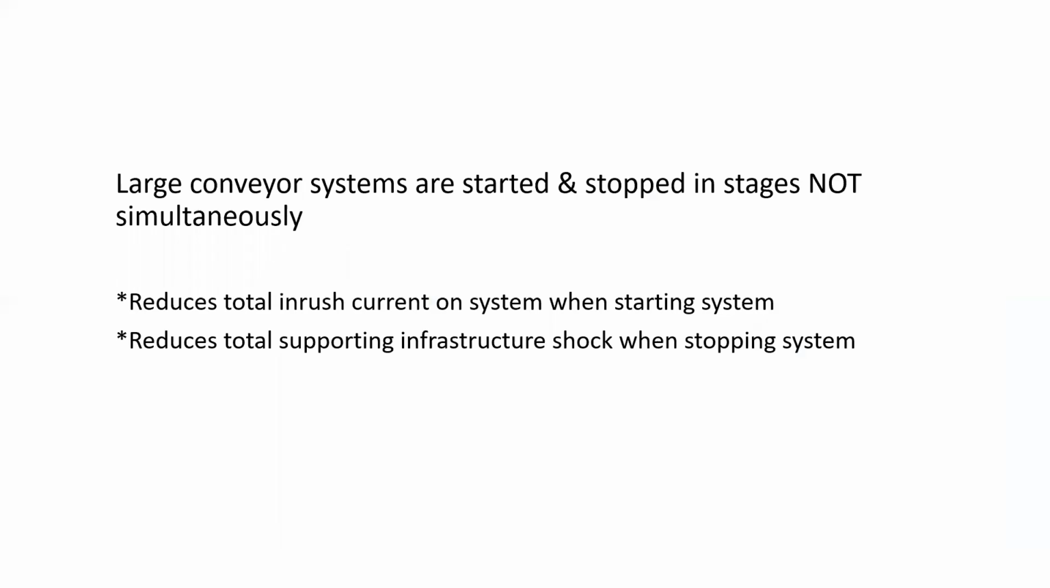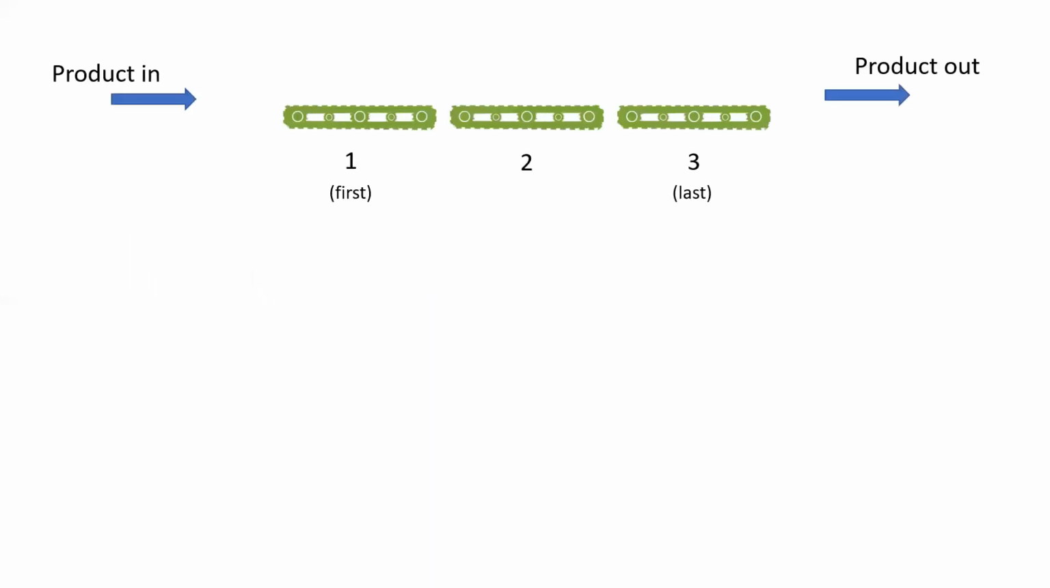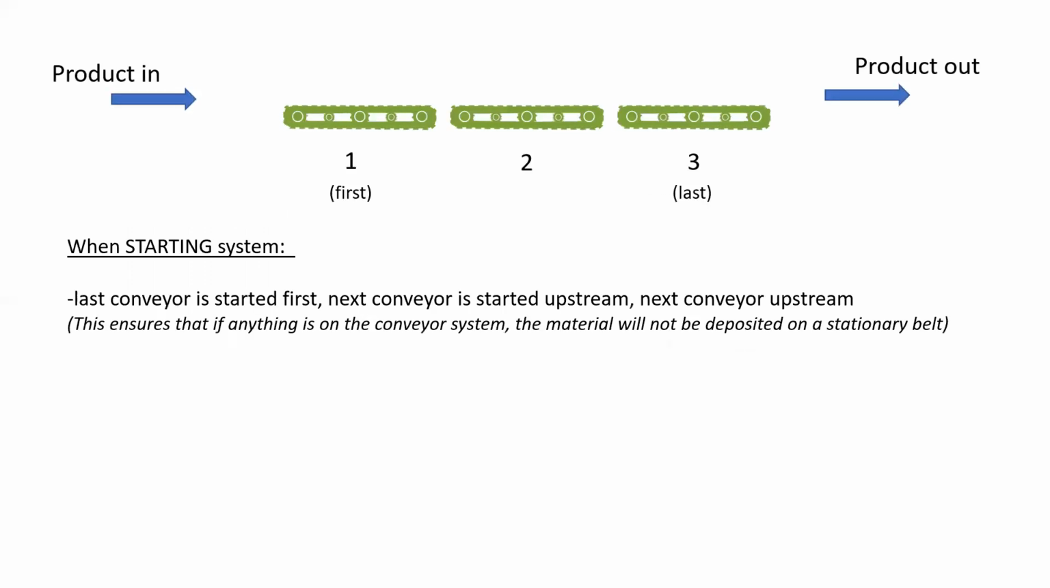Large conveyor systems are started and stopped in stages, not simultaneously. This helps to reduce the total inrush current on the system when starting the system, and it also reduces total supporting infrastructure shock when stopping the system. The order that we need to start and stop then becomes fairly important. We're always attempting to ensure that any leftover materials on a conveyor system will not back up and become obstructing any pathway along the conveyor if it had been left on there when the system had stopped.